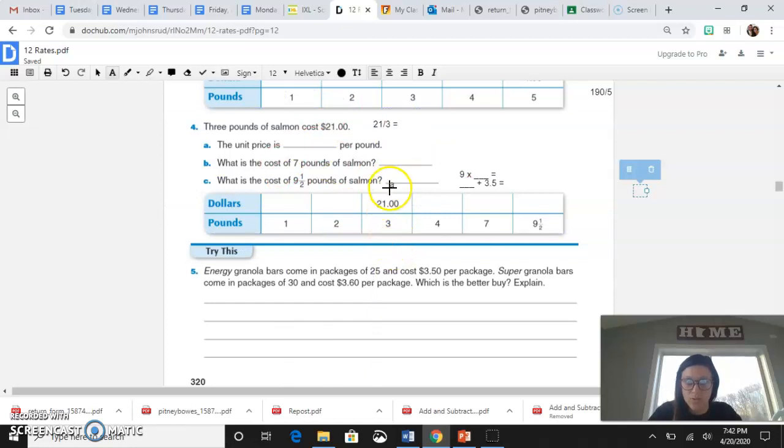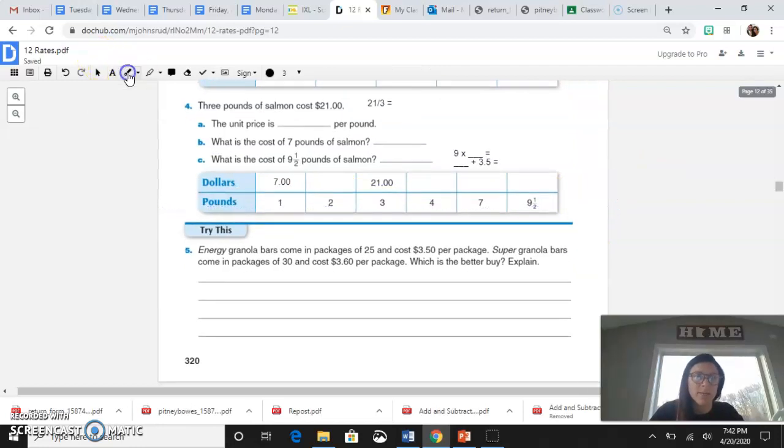So you know that 3 is 21. 21 divided by 3, you should know that's 7, and fill out the rest of this on your own. We are going to skip number 5. So all you need to do in your math journal today is page 315 and 320. Then you're also going to have a couple of IXLs.